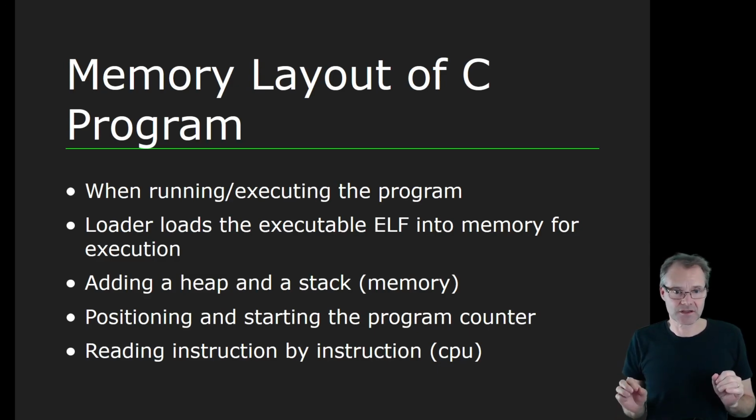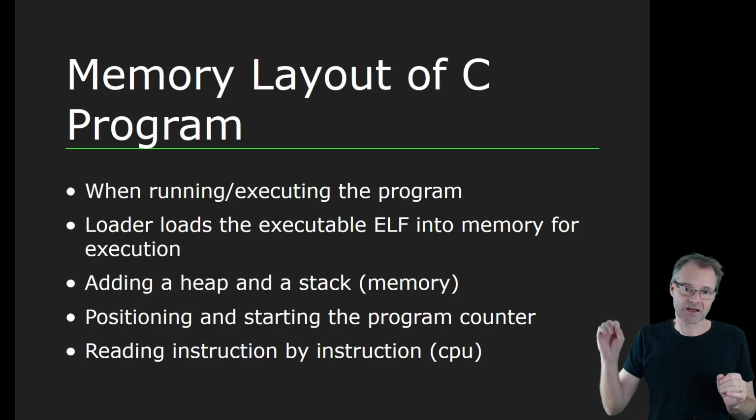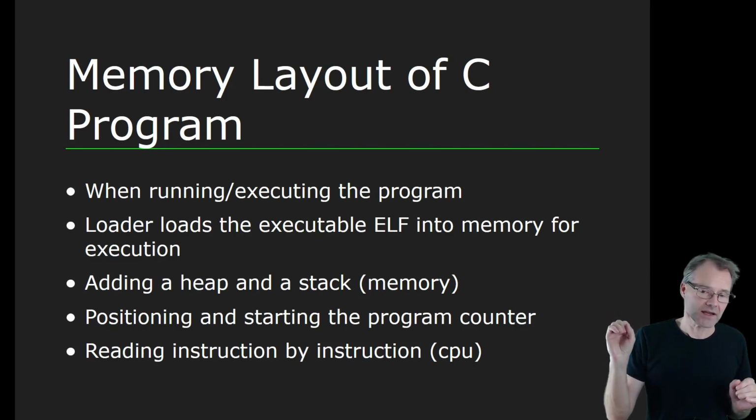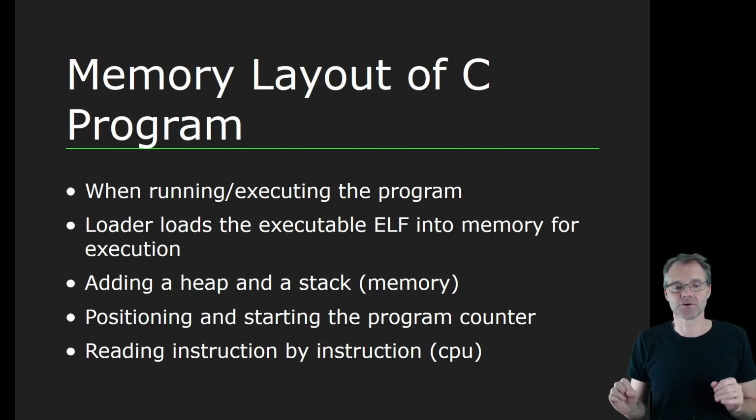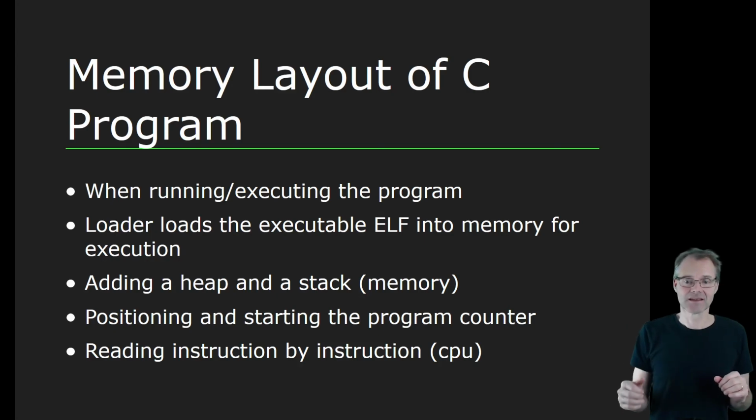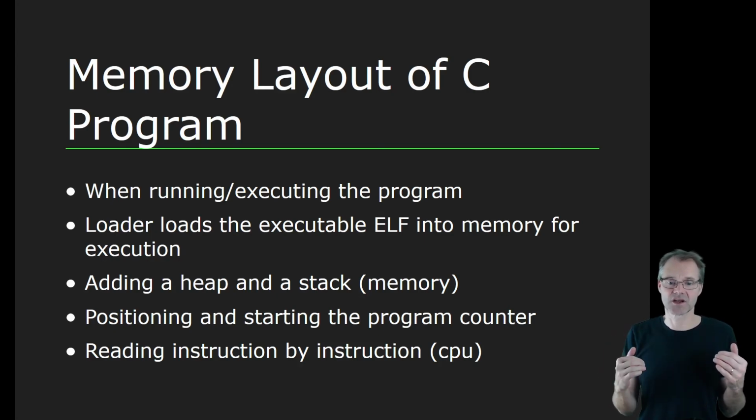Let's have some notes on the memory layout of a C program. When we execute the program a.out, we have a loader. The system has a loader that loads the executable ELF into memory for execution. When it does that, it will add a heap and a stack, those two memory parts. It will position and start the program counter, and then the CPU reads the code instruction by instruction and executes it.